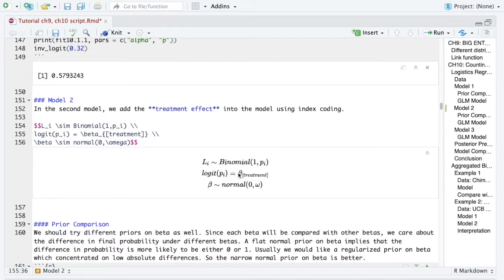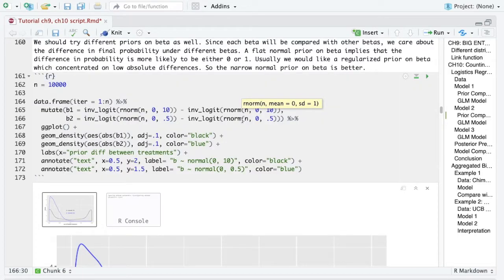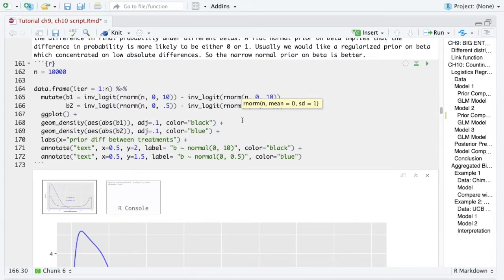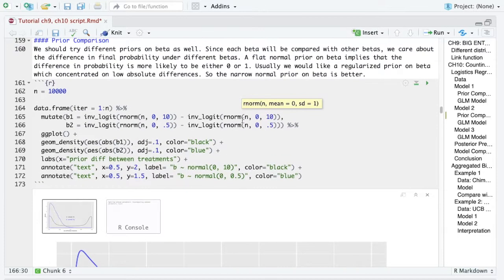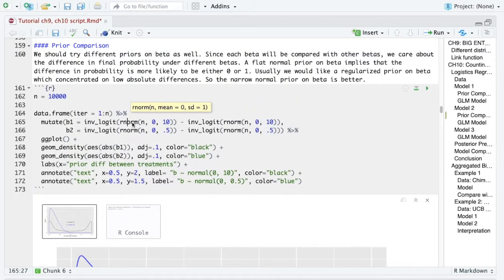The second model, we add a treatment effect into the model by using index coding. So now we have different intercepts for different treatments. We should also do some experiments on different prior values for beta as well. Since we have more than one beta value, we are more interested in the differences between different treatments' betas. Here, I compare the prior beta to be normal 0, 10 and normal 0, 0.5.